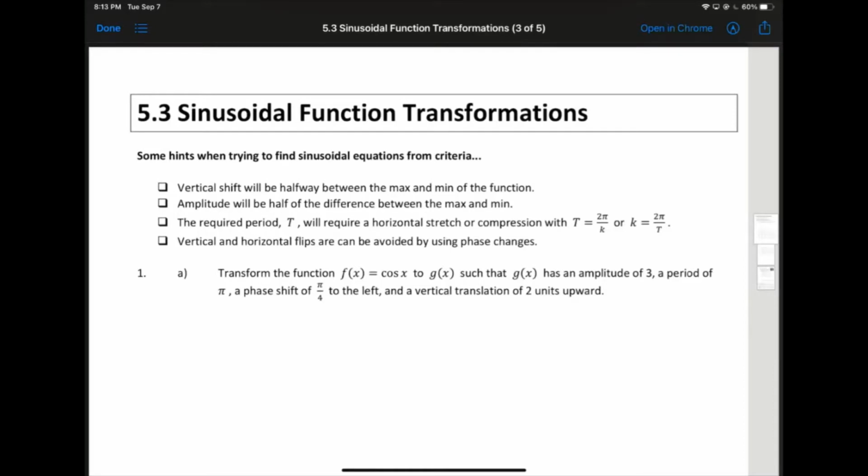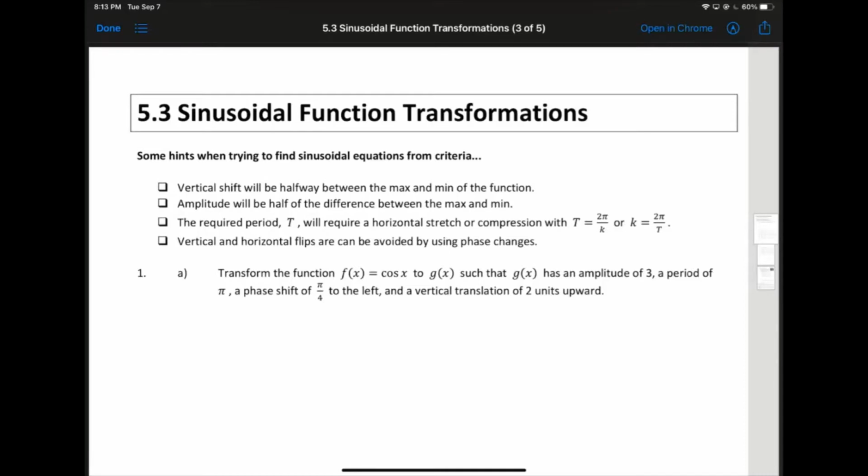The amplitude itself is half the difference between the max and the min. Because the max is 1 amplitude above the rest position, the minimum is 1 amplitude below the rest position. So the distance between the two is 2 amplitudes.